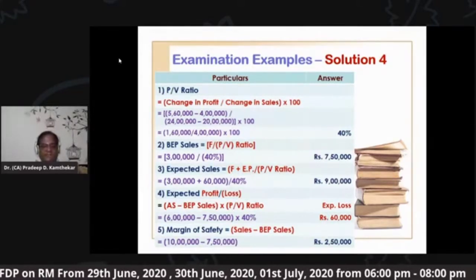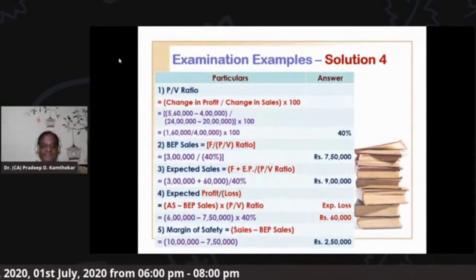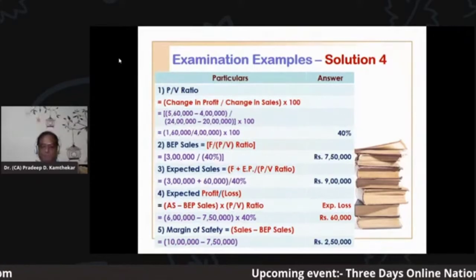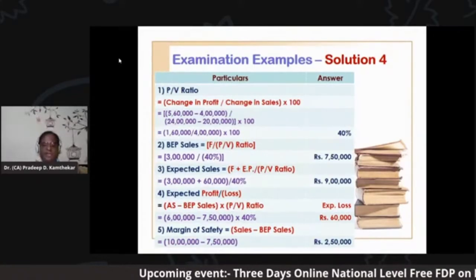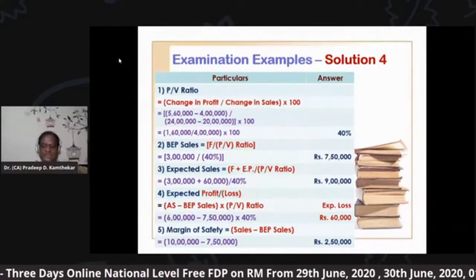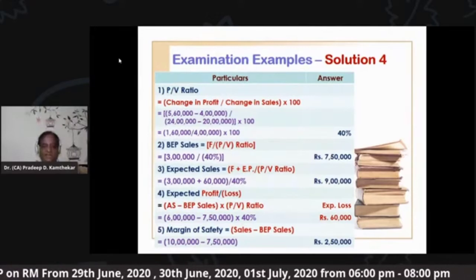Expected sales. When the business is having 3 lakhs fixed cost and 60,000 profit is anticipated expected. So 3 lakhs plus 60,000 divided by 40% PV ratio. So we get 9 lakhs rupees as expected sales. That means at 9 lakhs rupees expected sales, this business will have 60,000 rupees as expected profit.